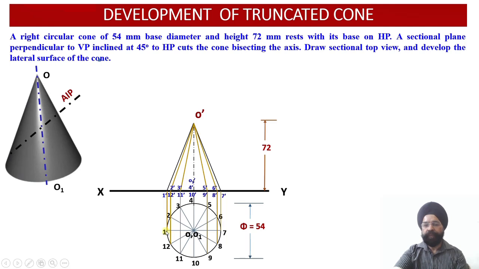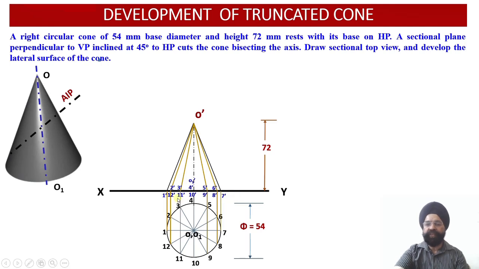Just see, if you draw a projector through point 1, 1 dash will be projected on the vertical plane. Similarly, the projections of 2 and 12 will be overlapping. Similarly, the projections through 3 and 11 will be overlapping in the front view, so you get 3 dash and 11 dash over here. Similarly, the projections through 10 and 4 will be overlapping on the horizontal plane. So all the projections of the base points will be lying on the horizontal plane, or on the XY reference line, in the front view.